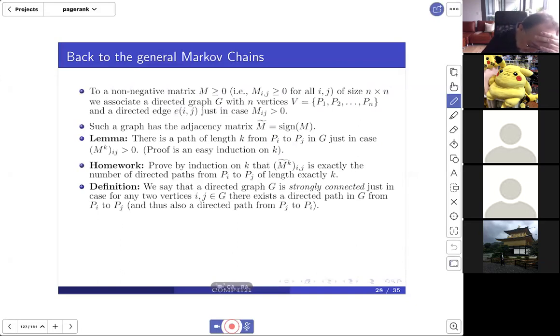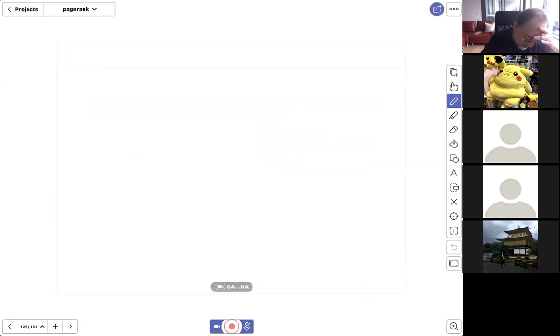Okay, we say that a directed graph G is strongly connected just in case for any two vertices i, j, there exists a directed path in G from pi to pj. And because this has to hold for all i and j, this should also hold for all j and i. So a directed graph is strongly connected just in case for any two vertices there is a path from i to j and a path from j to i.